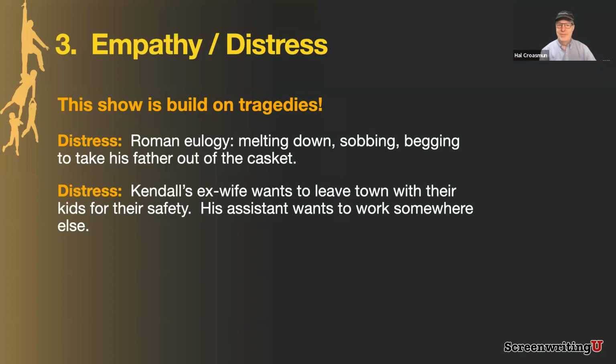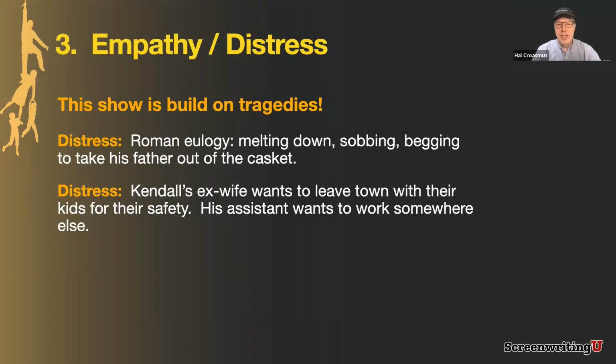Here's another version. Kendall is on the way to the funeral, and his ex-wife wants to leave town with their kids for their safety. Now, I'm on her side on that. There's riots going on, there's all kinds of things happening. She's a target, and she wants to take her kids to a place of safety. But for Kendall, it's the day of his father's funeral. He is deeply affected by this. And once again, he's in this state of weakness, and he's making a bad decision by demanding that she stay there.